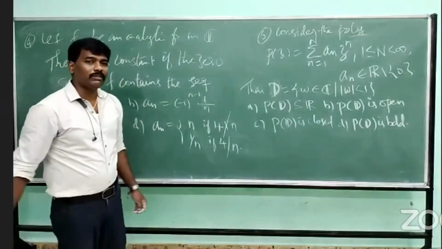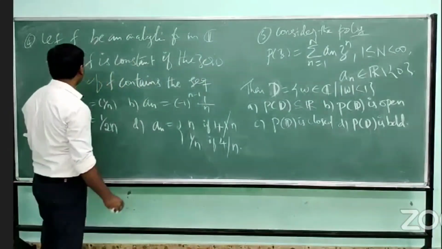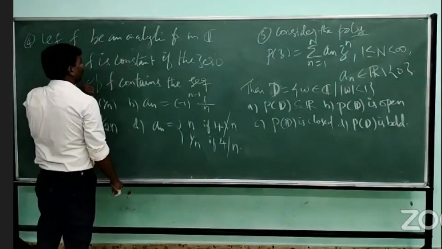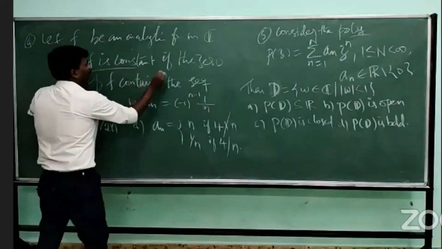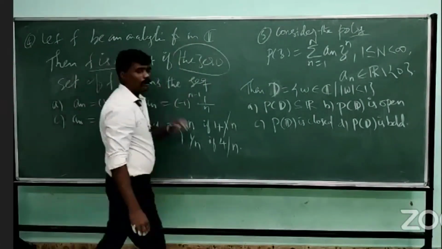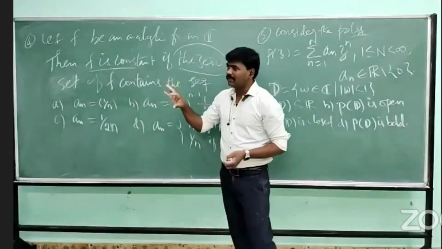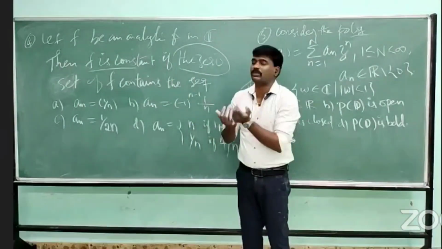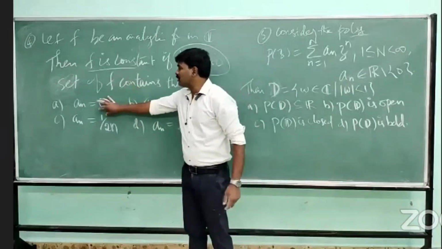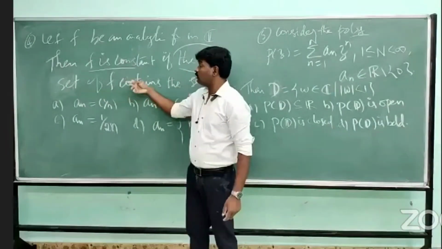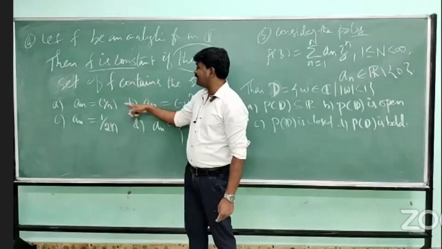Nice. We have to solve this problem, and we have very little time. F is an analytic function on C and F is constant. What is the meaning of the question? F is an analytic function whose zero set contains this set.